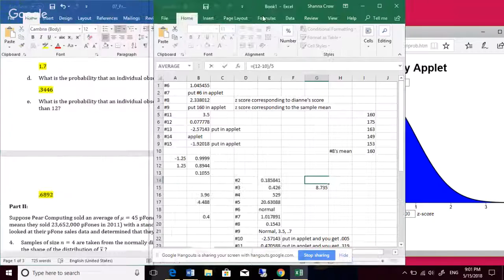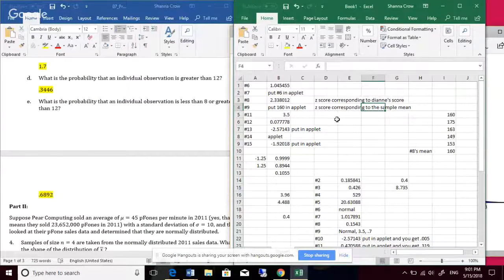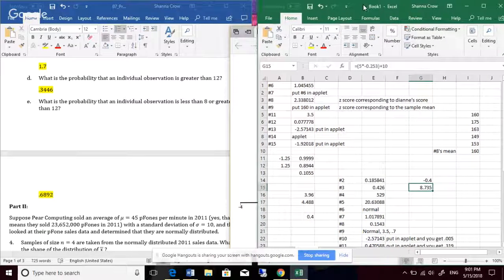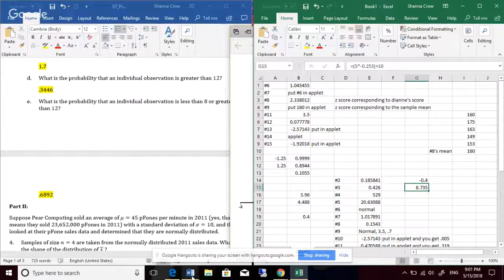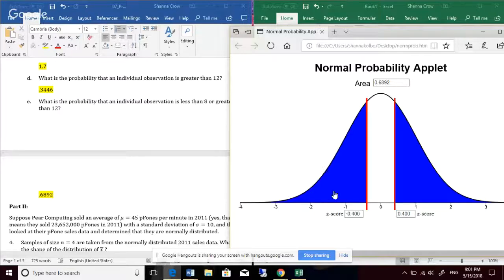So 8 minus 10 divided by 5 is negative 0.4. Yep. And then you plug that into the applet, because it's the 2-step problem. Okay.